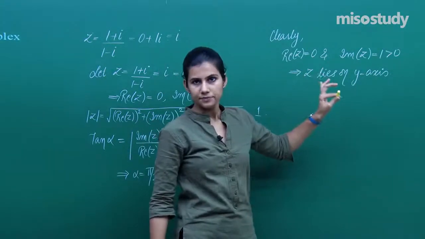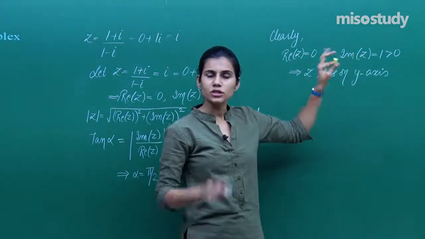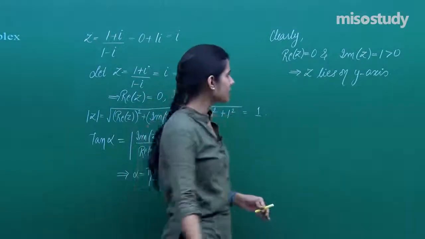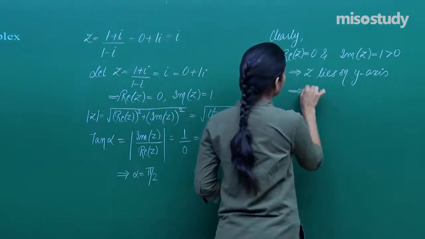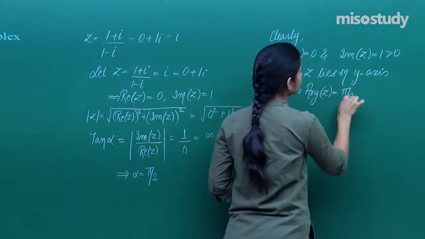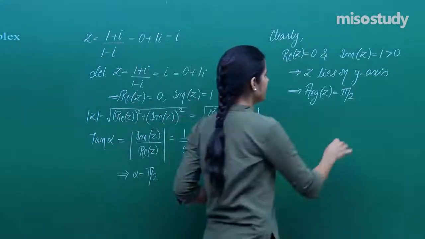0, 1. That means what? X coordinate is 0, y coordinate is 1. So the point 0, 1 lies on the y-axis, that too on the positive side of the y-axis. And therefore, the principal argument of z is pi by 2. So modulus of z is 1 and argument of z is pi by 2.